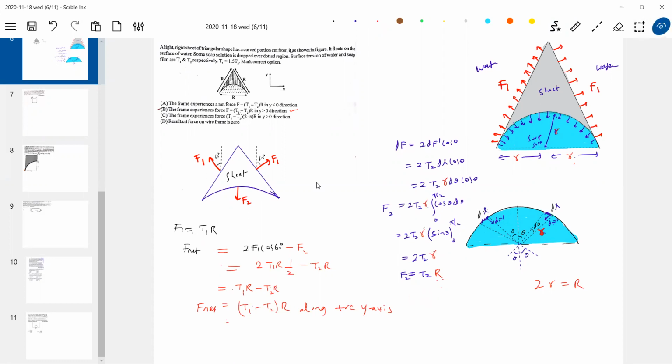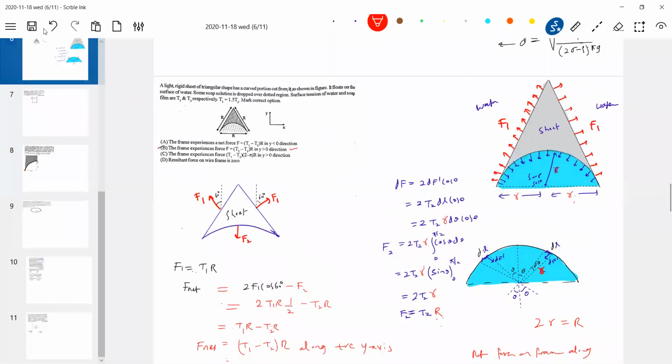Now you see this. Okay, fine, this is everything answered. This is very important: if you get a curved one, the force you should calculate like this. Very important. The frame experiences a force. Okay, options A and B I'll pick up. Now, what about the resultant force on the wire frame being 0? Not possible. What about along the x-axis? Net force on the frame along the x-axis must be 0.